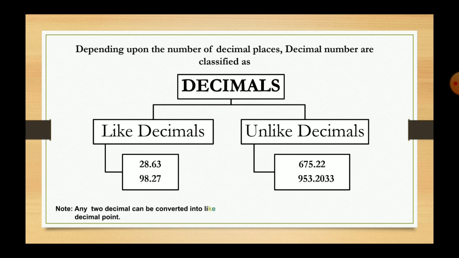Note there, students, that whenever we have unlike decimals, we can convert these unlike decimals into like decimals. To convert unlike decimals into like decimals, see in 675.22, to make it like with 953.2033, we need two more digits after 22. So we will add two more zeros at the end. Any two decimals can be converted into like decimals by adding required number of zeros to the right side of the decimal point after the decimal places.